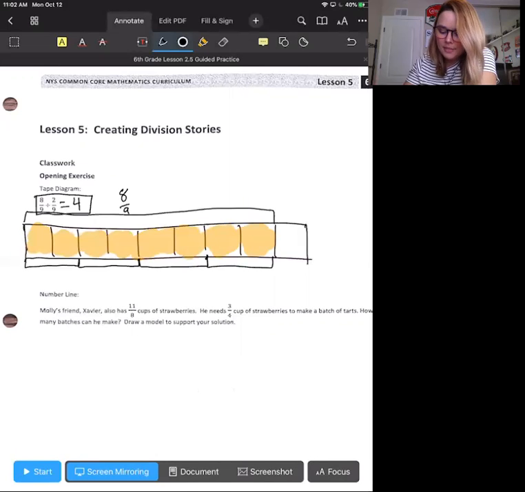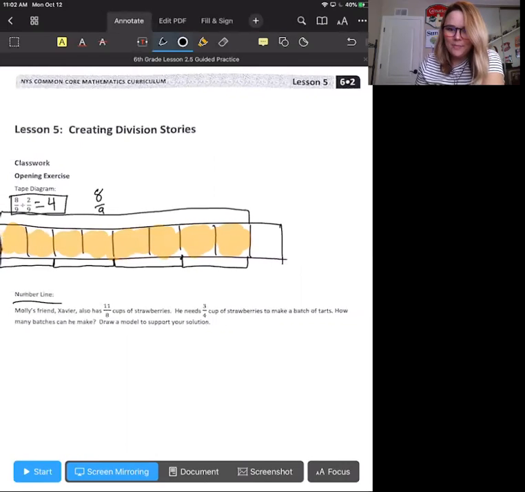So our next one says to use a number line. This is a method that we haven't really used yet, but let's take a look at it. It says Molly's friend Xavier has 11/8 cups of strawberries. He needs 3/4 cups of strawberries to make a batch of tarts. How many batches can he make? So we're going to draw our number line.